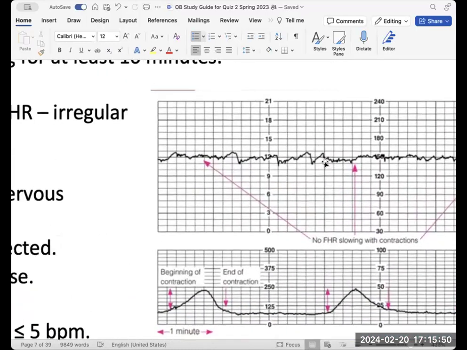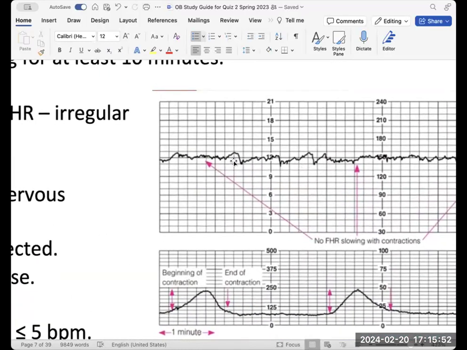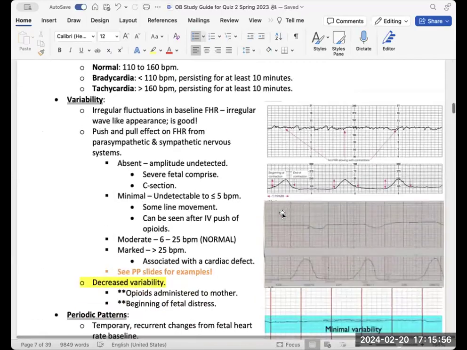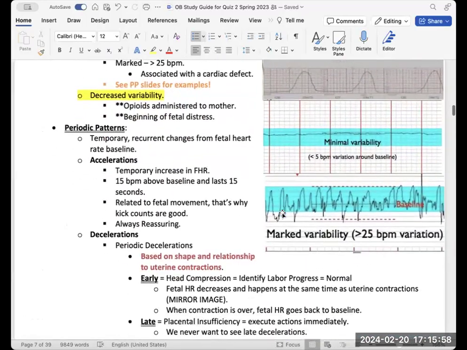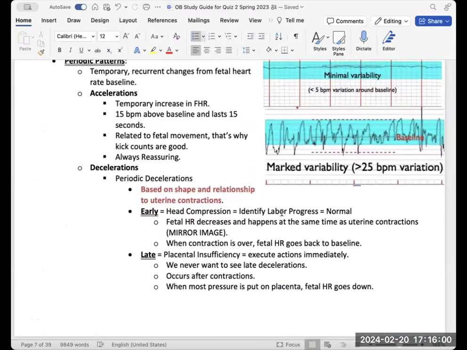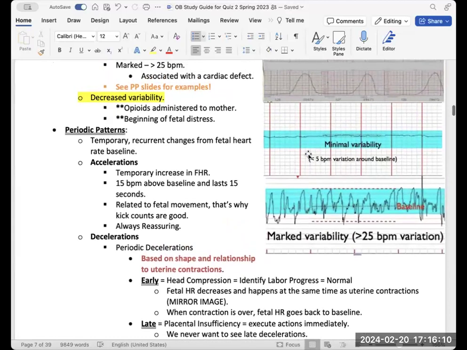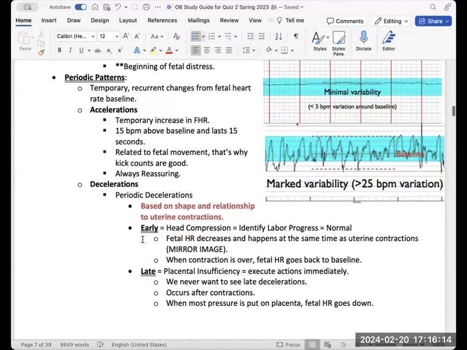So you could see, within this, there's a baseline and the heart rate's going up. Usually it'll be a little higher than that, but that's the example I have in my slides. It's related to fetal movement, and that's why we have the kick counts. That's why we emphasize them being so important, because they relate to each other. Having accelerations, feeling the baby moving, that means the baby's doing good. It's always reassuring. Decelerations can be good or bad.